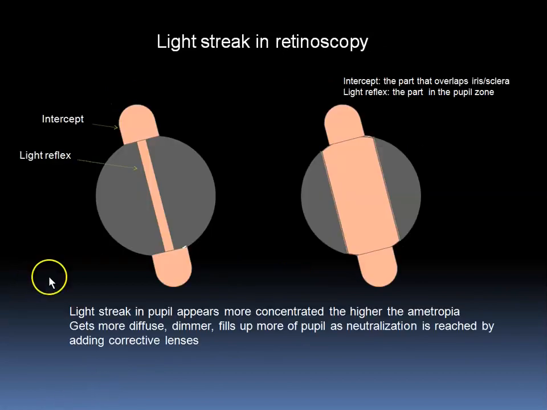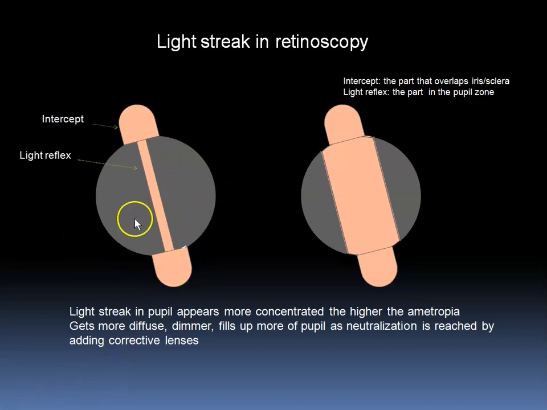This is what the light streak looks like in retinoscopy using a streak retinoscope, which is another way of saying we have a filament with a long axis that gives a band-like area of light, long in one direction and short in the other. The light reflex is that part of the light that's coming out of the pupil. The intercept is part of the retinoscope light that overlaps the eye just outside of and adjacent to the pupil.